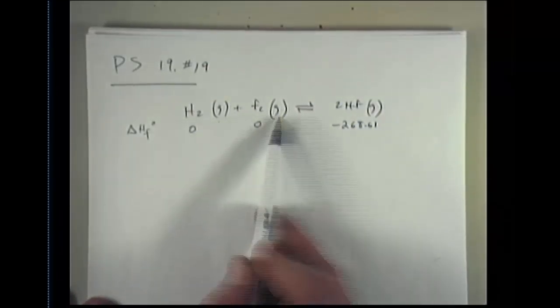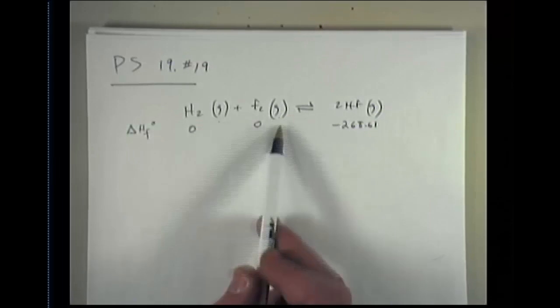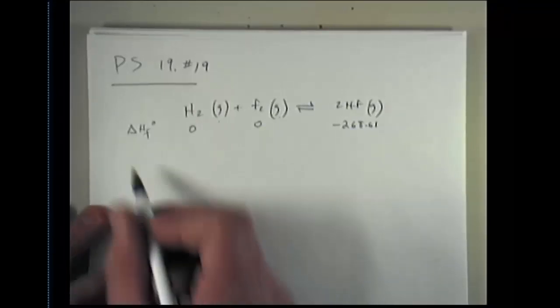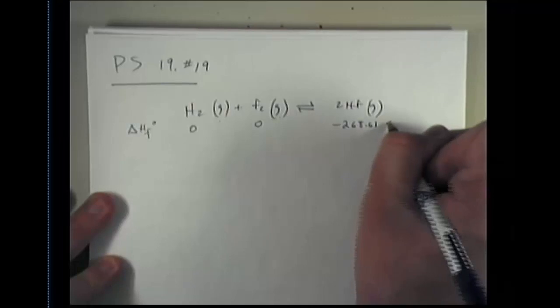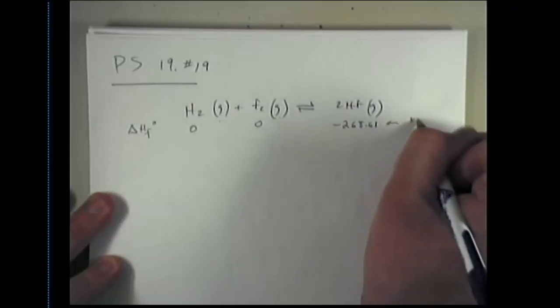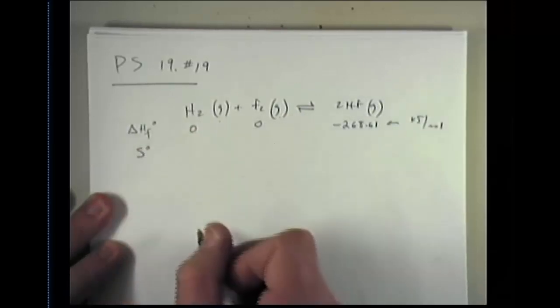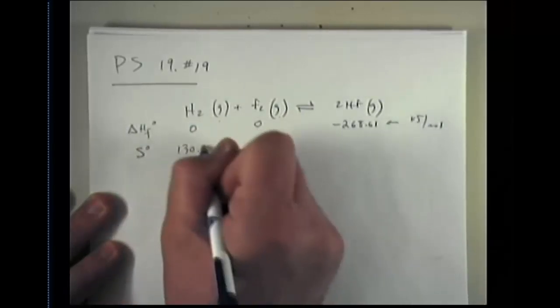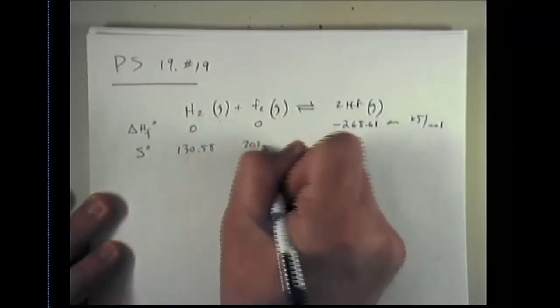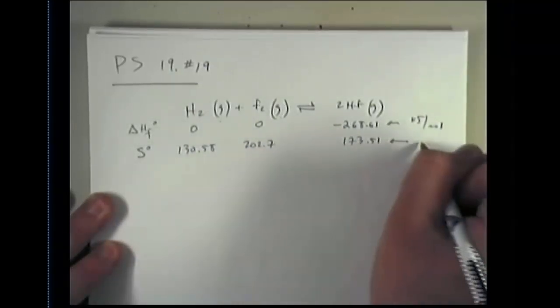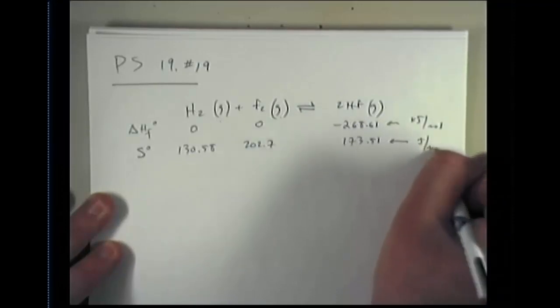Remember, of course, that it's very, very important when you're looking at an appendix to keep in mind the states. These have to be at these states in order to have these values. If you look up a delta H of formation for these same components in a solid or liquid state, the values will be different. The units on these values are all in kilojoules per mole. The S values, in contrast, are 130.58, 202.7, and 173.51, and these values are all in joules per mole Kelvin.